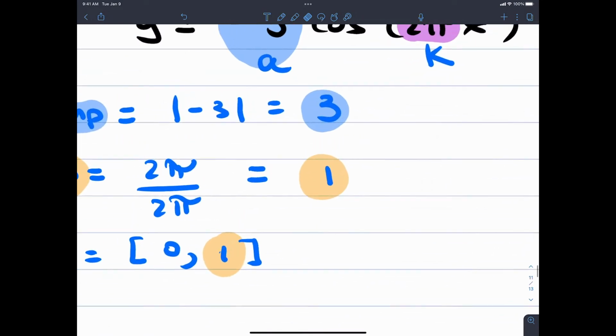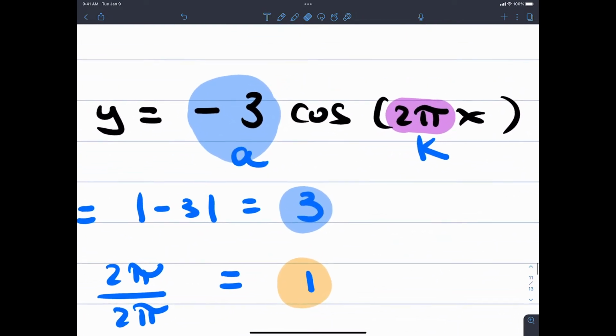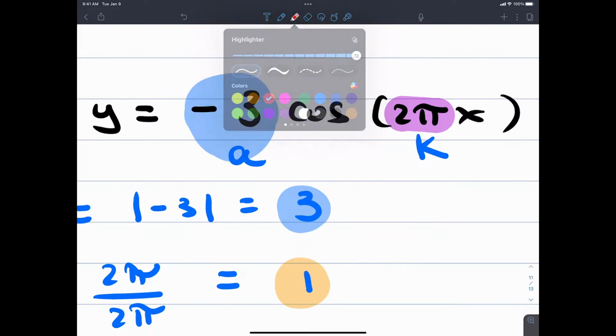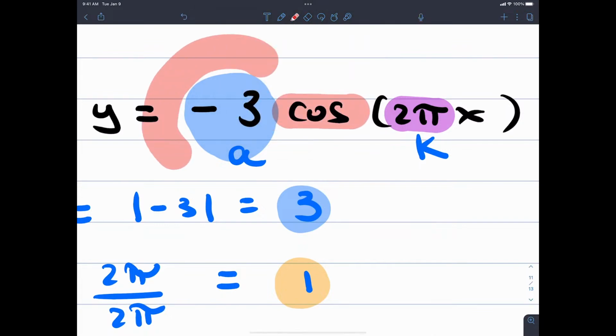You go back where? And you look at this and you say, I'm going to have to graph what? The cosine curve, but what's the deal? It's a negative number in front. Okay, what does that do? What does that negative number do, ladies and gentlemen? Do you guys remember what that does? Just like yesterday, what does it do? Yeah, it reflects your curve about the what? About the x-axis.